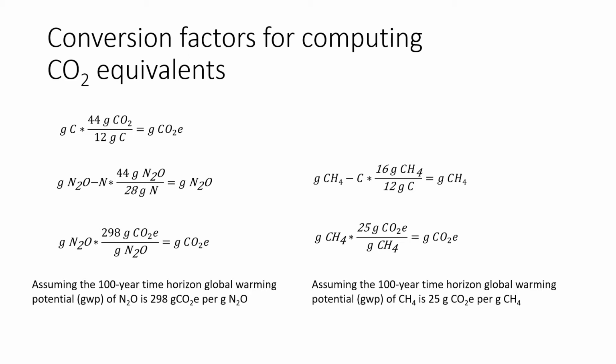On the right side is methane. So methane carbon multiplied by 16 grams of methane for every 12 grams of carbon gives you grams of methane. And then once you have the weight of the molecule itself, the global warming potential for methane is 25 times that of CO2. So grams of CH4 times 25 grams of CO2 equivalents per gram of CH4 is the grams of CO2 equivalents from methane.